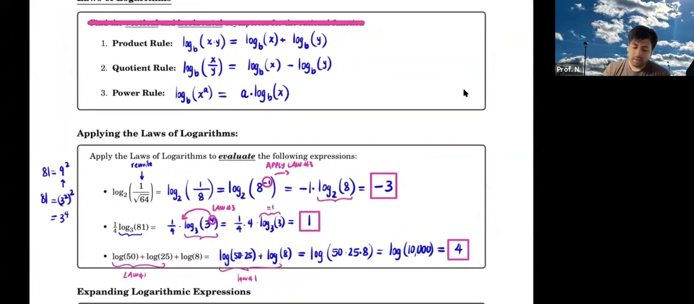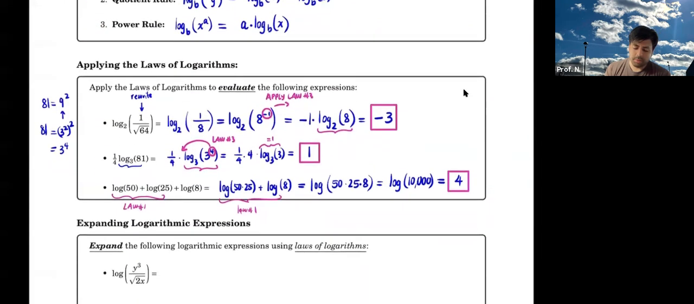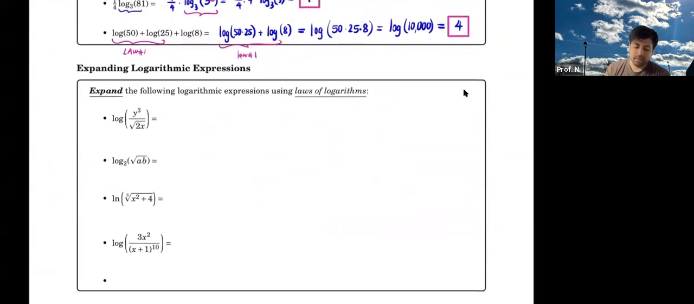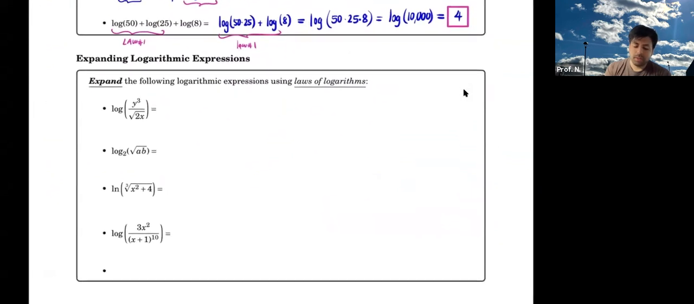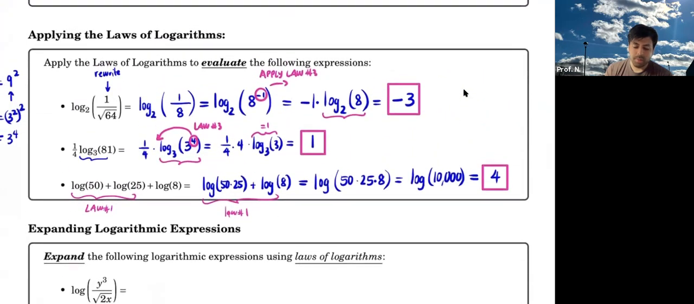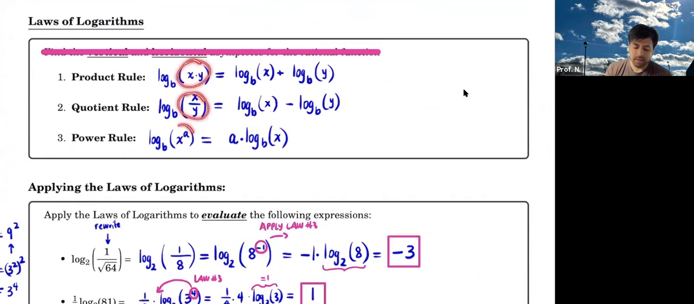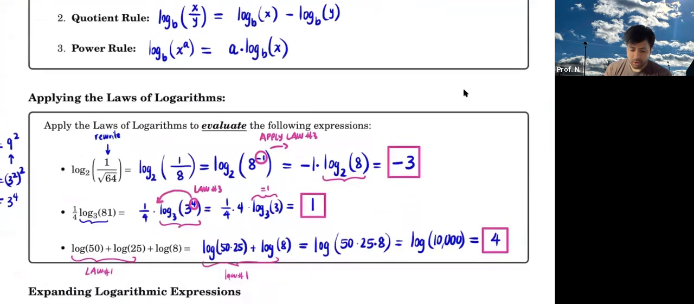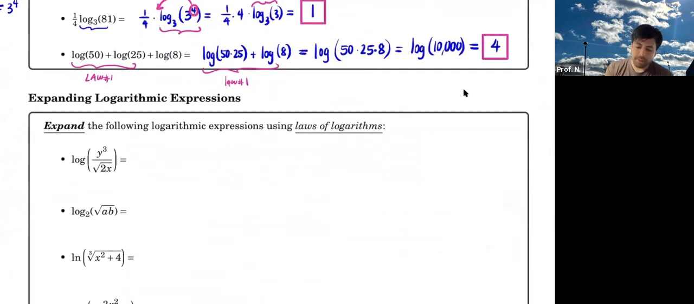Okay? Great. So we didn't use all the rules. We didn't use the quotient rule, but we're going to use it in the next few examples. Okay. So we're going to be doing something called expanding logs. We're going to use the laws of logarithms to expand as much as we can the logarithmic expressions that we start out with. So I want to expand everything. The first thing I notice is that this is a quotient. This is a division. So I go back to my laws and see which one of these has a division inside. Well, it's law number 2, the quotient rule. So I'm going to apply the quotient rule here.